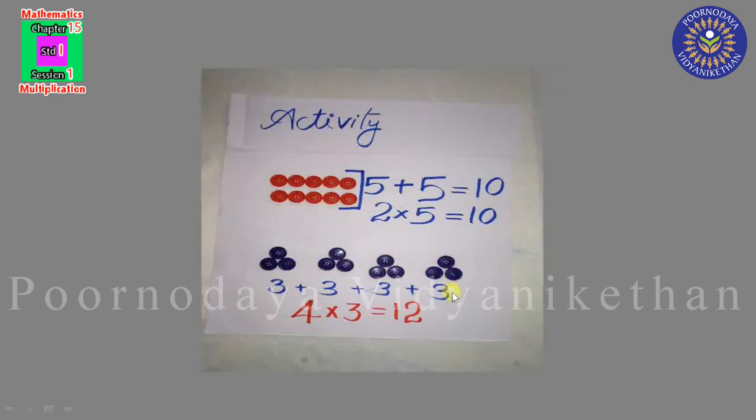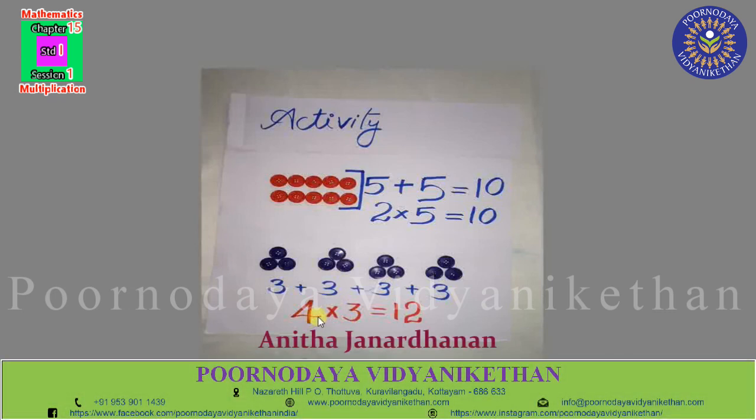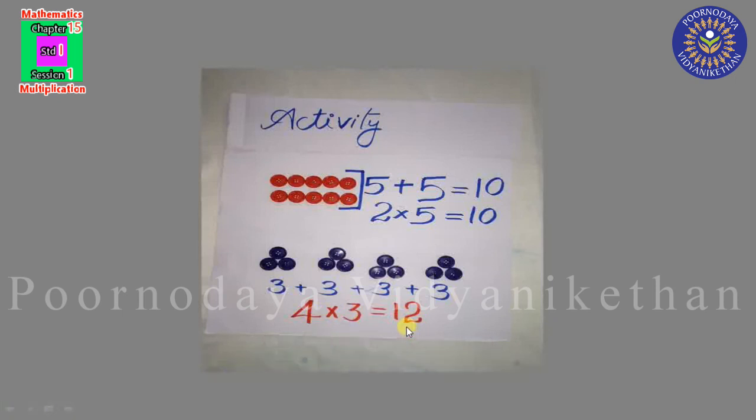Altogether 12 buttons. See here, how many times have I written 3 here? 1, 2, 3, 4. 4 groups of 3. Isn't it? 4 times 3. That we can write as 4 into 3 is equal to 12. 4 into 3 is equal to 12. Do you understand? So you have to do this activity.